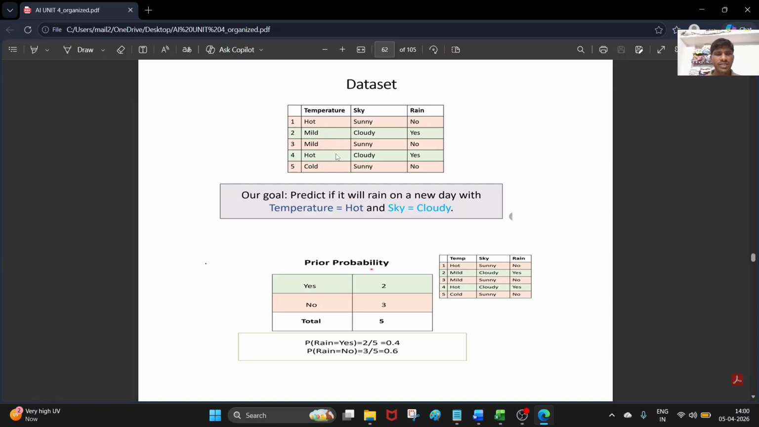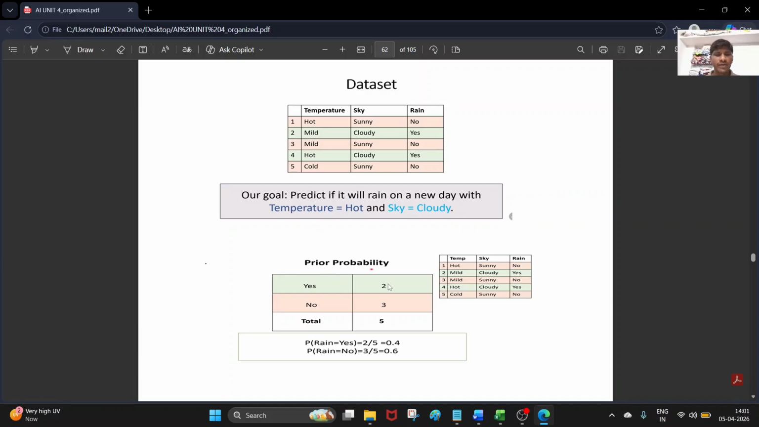Here the weather data set contains 3 main items: temperature, sky, and rain. The temperature has 3 classes: hot, mild, and cold. Sky has 2 classes: cloudy and sunny. Another is whether rain may occur or may not occur. So our goal is to predict if it will rain on a new day with temperature equal to hot and sky equal to cloudy. So we have to calculate the posterior probability.